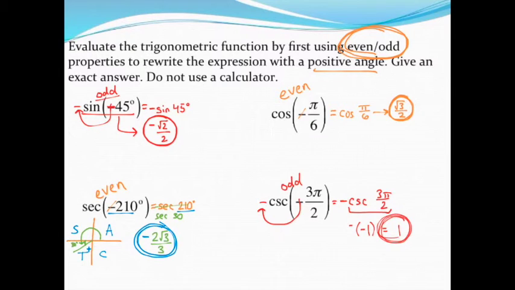Sine and tangent are odd functions. Your answer will be opposite if you're dealing with negative angles. Cosine and its reciprocal are even functions, meaning the negative sign doesn't matter. You're going to end up with what you would have gotten if that angle was positive anyway.